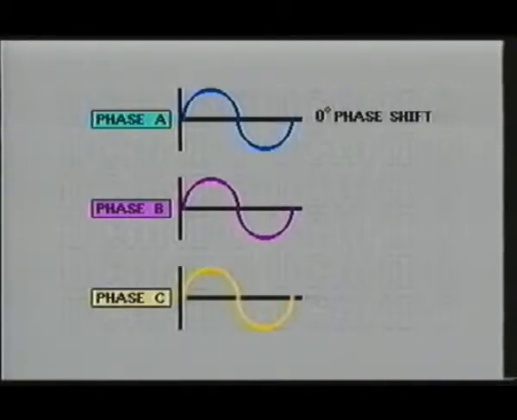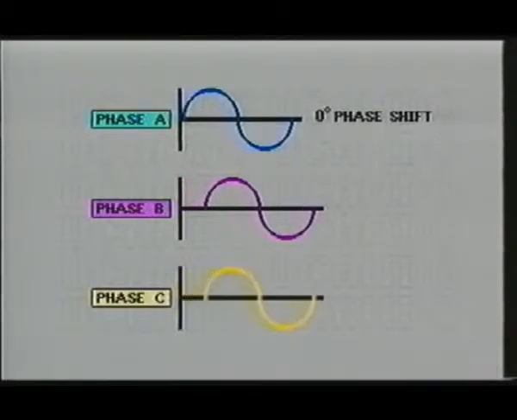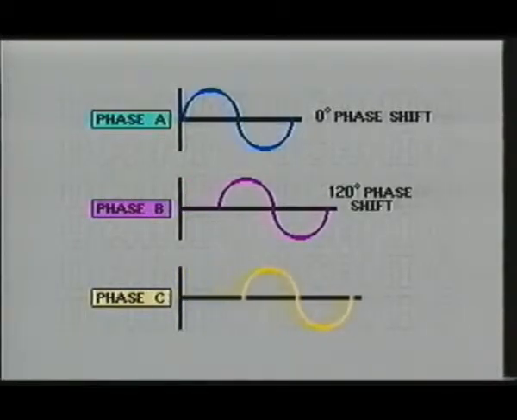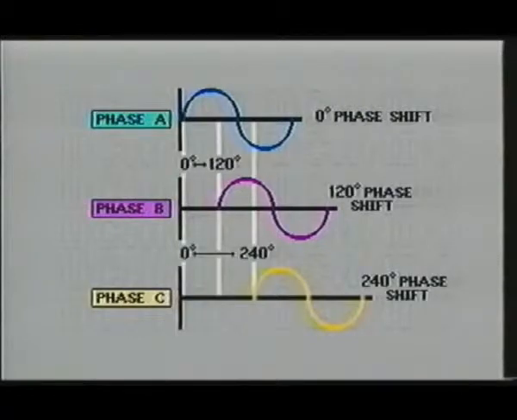In order to make these three identical AC sine waves work together in their most efficient manner, we must separate them by equal amounts. Since a complete AC cycle consists of 360 degrees, and we need an equal separation between the three AC signals, we will need to separate them 120 degrees from one another.